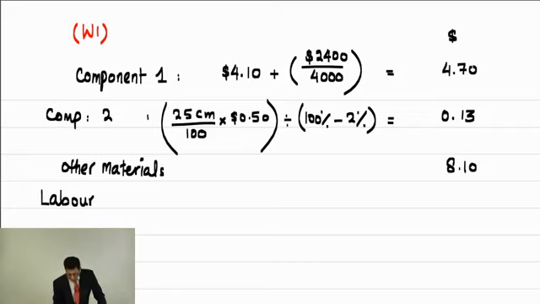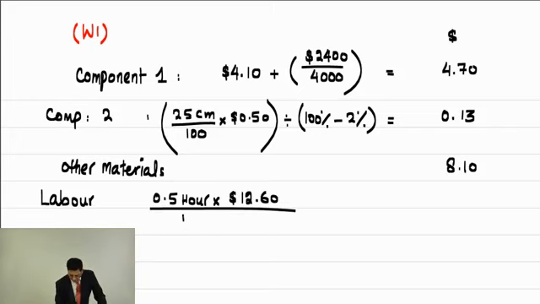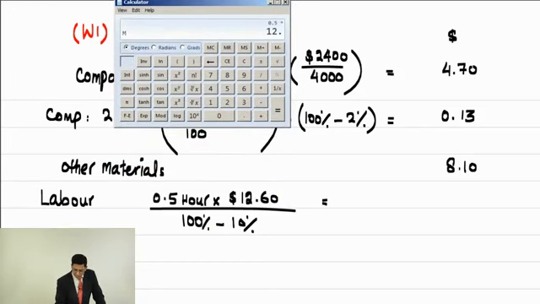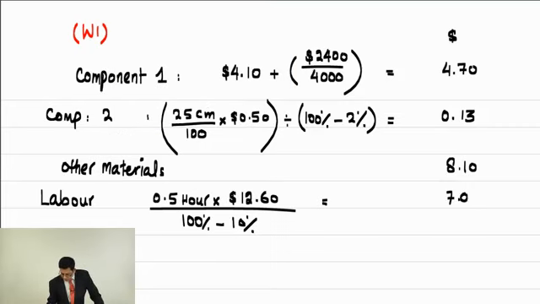So as I said, in a normal way, half hour is 0.5, which is 30 over 60, multiplied by the rate, which is 12.60. This would have been the cost of labor. But there is idle time, which is 100% minus 10%. That needs to be adjusted. So 0.5 times 12.60 divided by 0.9, and that works out to $7 cost of labor in a radio. Okay, so far so good.